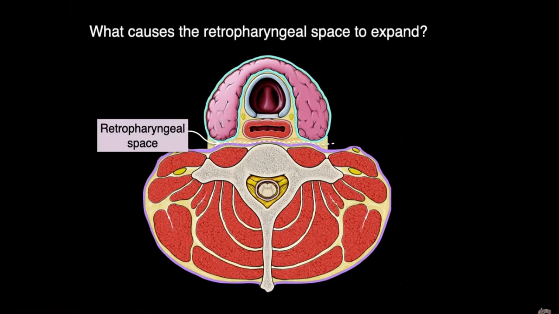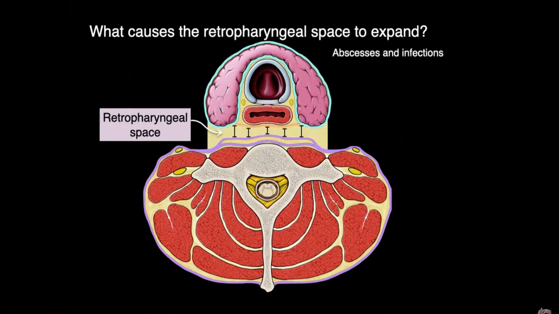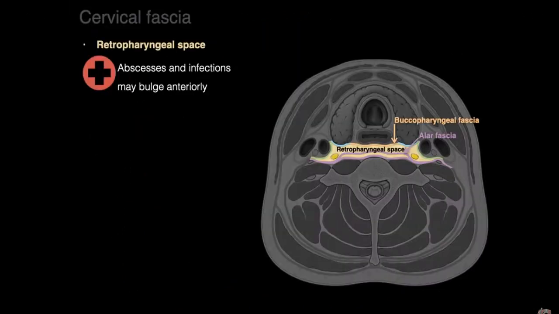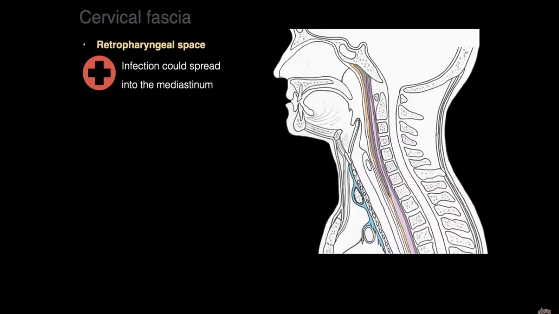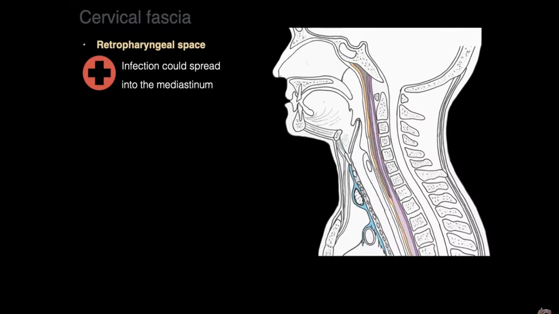Now, what causes the retropharyngeal space to expand? Well, that is where the abscesses and infections come into play. Abscesses and infections may bulge anteriorly, and then they can restrict swallowing and breathing. The reason why is that the esophagus is directly in front of the retropharyngeal space. That would restrict swallowing because the pharynx is just above it. And then really bad would push on the trachea and the airways and restrict breathing. The retropharyngeal space can also have infections that spread into the mediastinum.